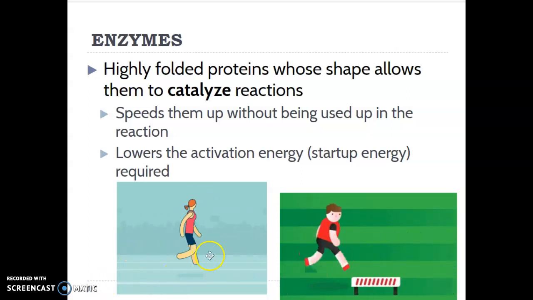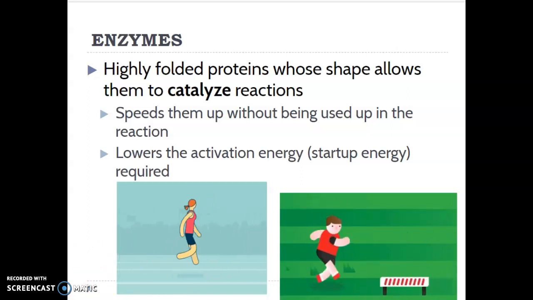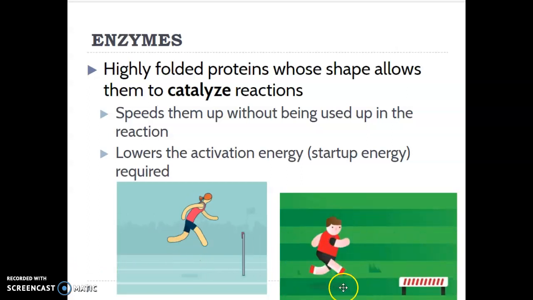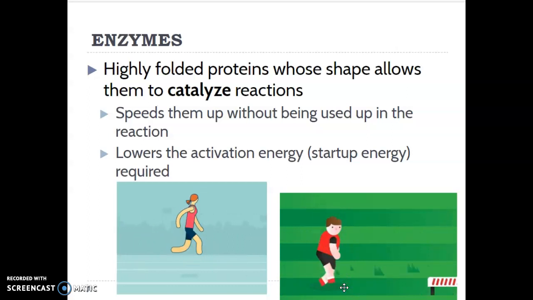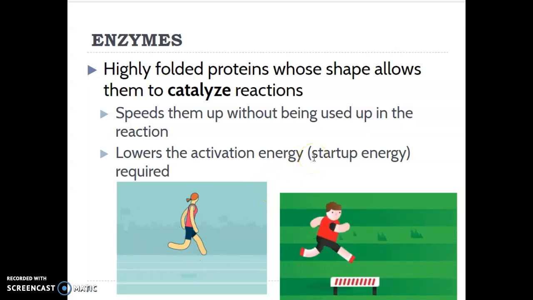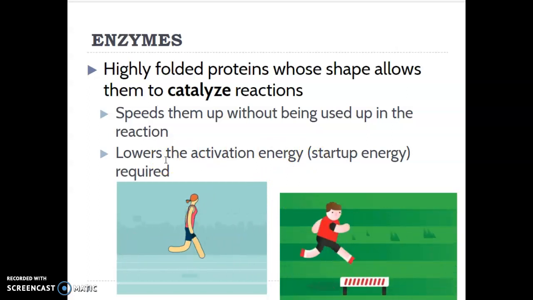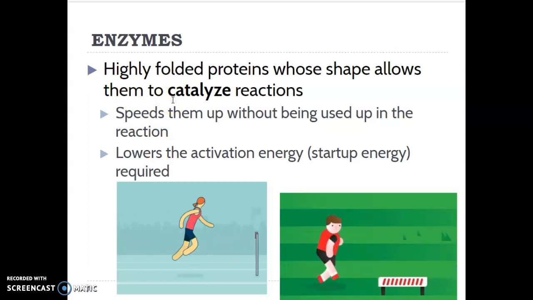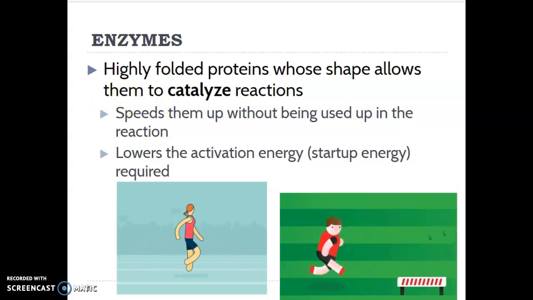Now, if the hurdle is really high, the activation energy is really high, it's going to give you a slower start to your race. You're going to move slower. But if those hurdles are really low, you just step right over them and you get to keep running as fast as you want to. So lowering the activation energy is really helpful. It allows all of our chemical reactions that an enzyme can help us with to happen so much faster. So let's take a look at how that process actually happens.